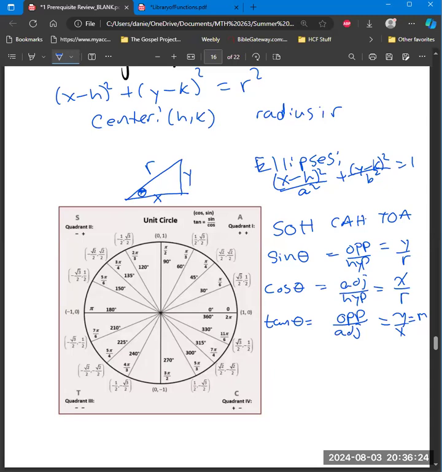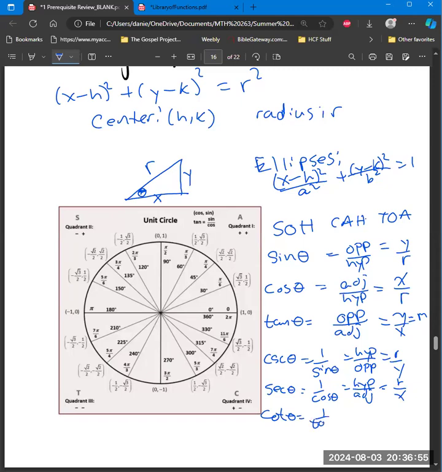We have reciprocals of these things as well. So cosecant of the angle is 1 over the sine of the angle, which is equal to the hypotenuse over the opposite, which is r over y. Secant of the angle is 1 over the cosine of the angle, which is the hypotenuse over the adjacent, or r over x. And cotangent of the angle is 1 over tangent of the angle, which is equal to adjacent over opposite, which is x over y.